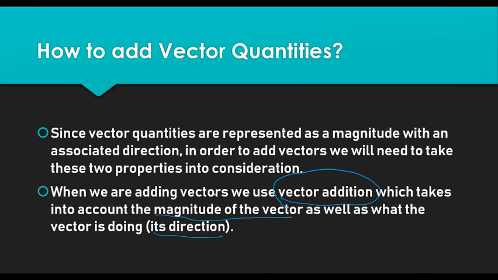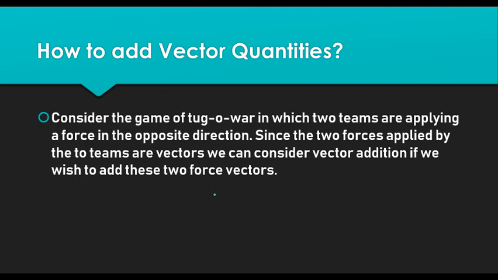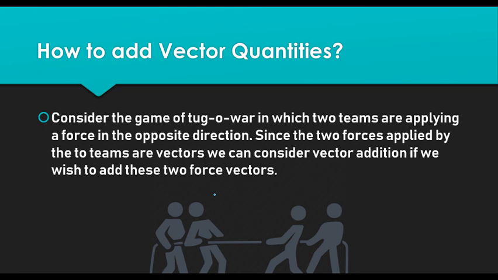So we have to know its magnitude and also its direction when we're actually doing vector addition. So let's consider a classical example. Let's say we look at a game of tug of war, in which two teams are applying a force in opposite direction. Since the forces applied by the two teams are vectors, we can consider vector addition if we wish to add these two force vectors. So here I have a diagram, right?